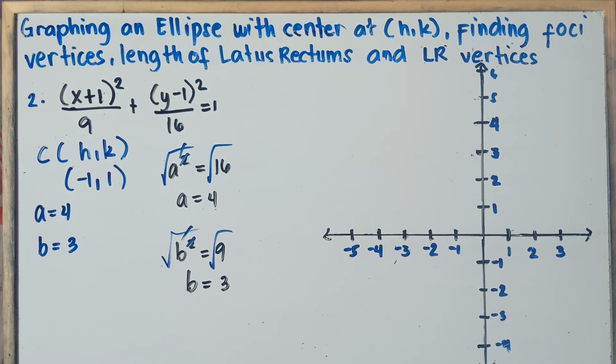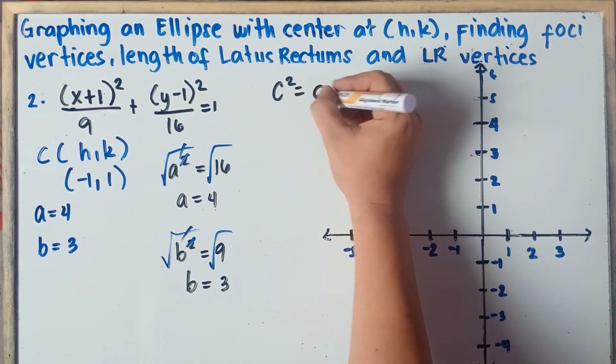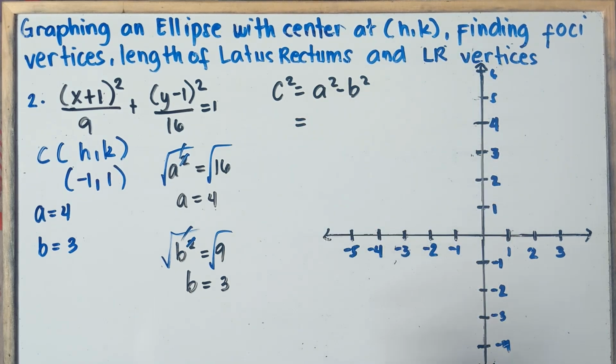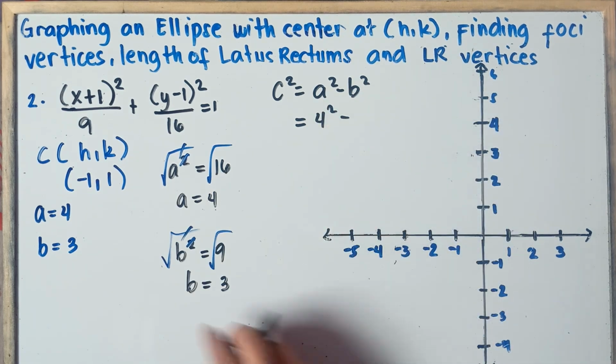Alright, the next thing to do, class, is we need to find the value of c for us to locate the focus. Once again, class, in an ellipse we have 2 focus, and we call them foci. So to locate the foci, we need to find the value of c. The formula is c squared equals a squared minus b squared. Simply substitute the values of a and b. Our a is 4, so 4 squared, minus our b is 3, 3 squared.